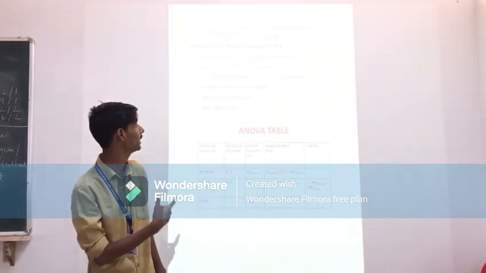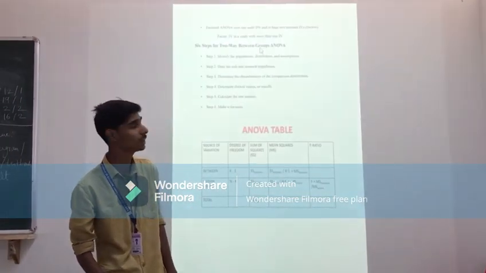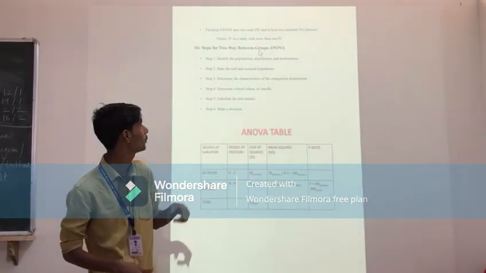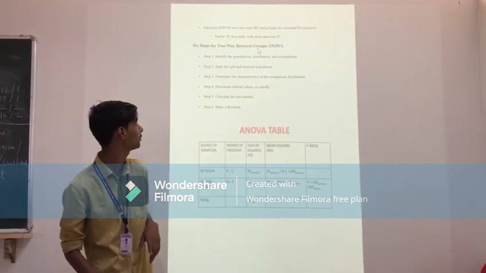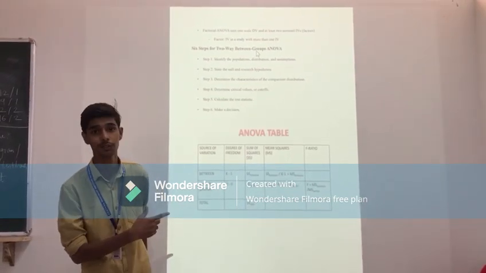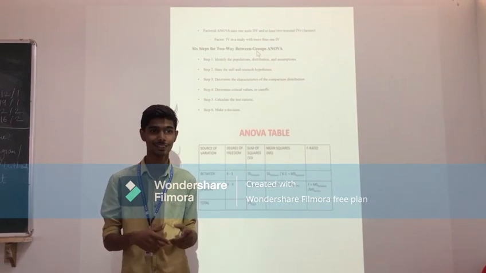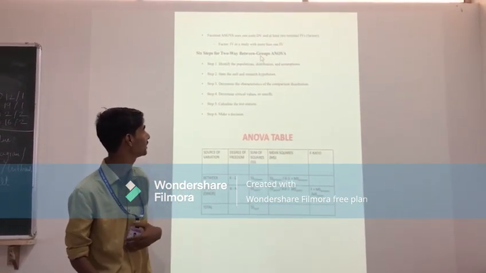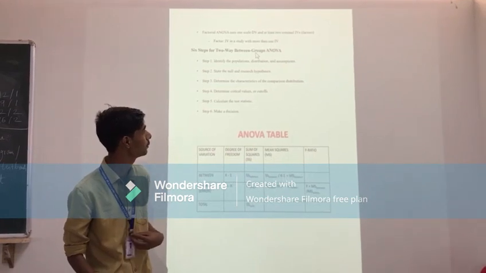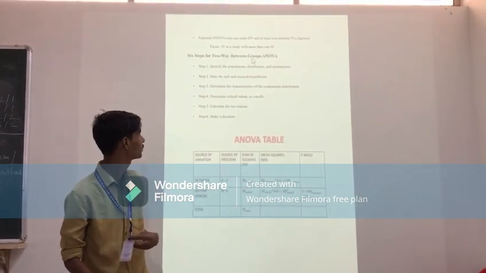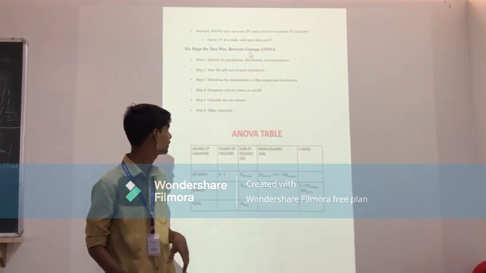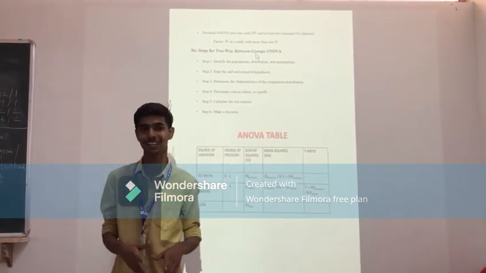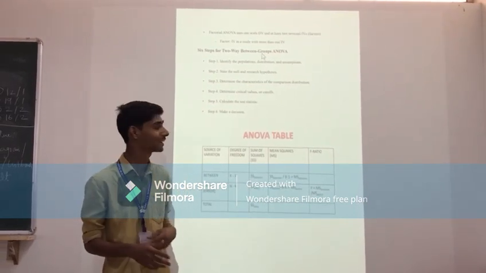First, identify the population, distribution and assumption. Second step, state the null and research hypothesis. Third step, determine the characteristics of a comparison distribution. Fourth step, determine the critical values.